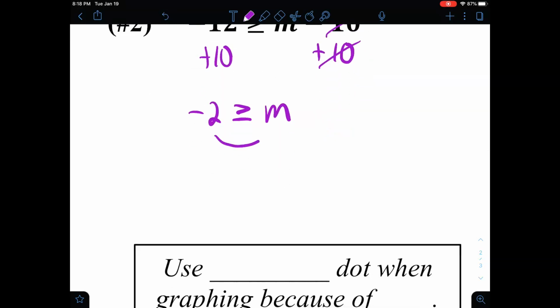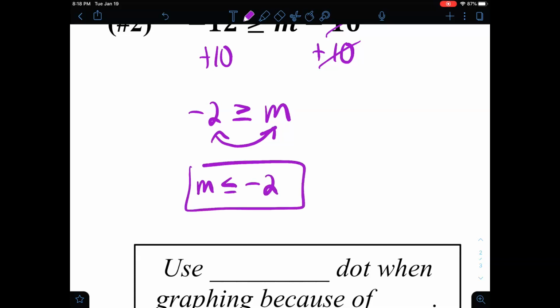But we don't like this. We're going to flip it around because we want the variable on the left. But when we do that, it's pointing at the m, so we need to make sure it's still pointing at the m. So it's going to be m is less than or equal to -2. And there's your answer.